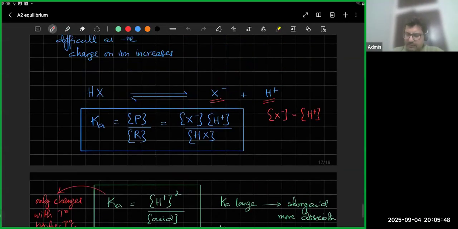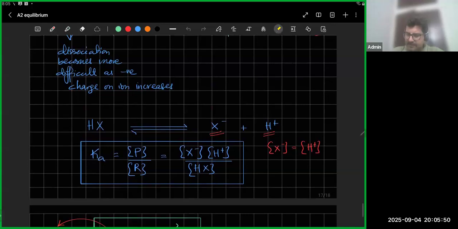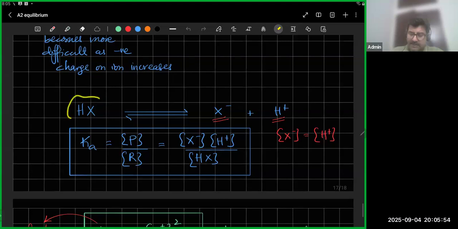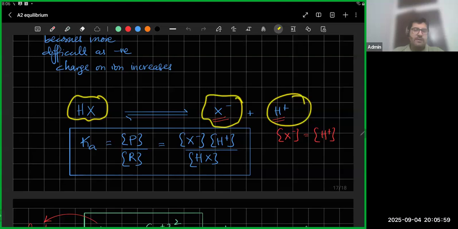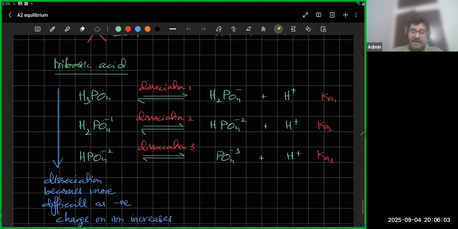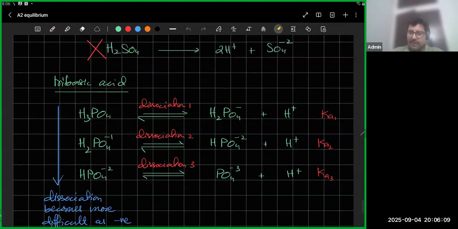So this was what we did last time. You had a weak acid, and I told you it partially dissociated and produced two things. Any weak acid, whether it's a diprotic or a triprotic acid, is going to dissociate and produce one H plus ion.